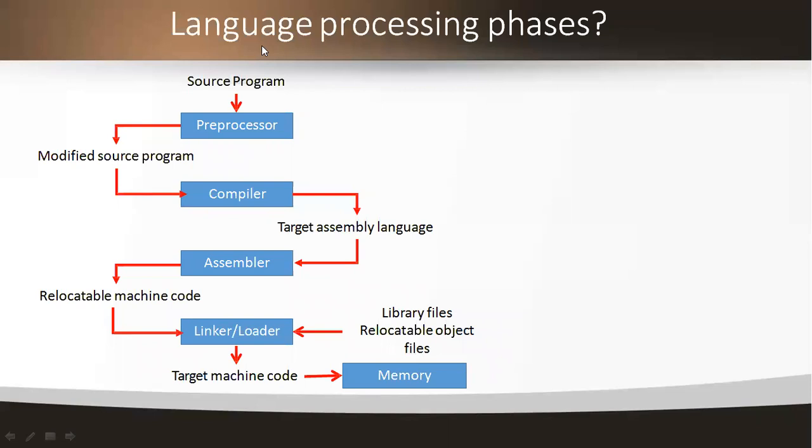This is the description of each and every tool. Up to now I explained about five or six tools. One is a preprocessor, another one is an interpreter, next one is an assembler, then linker, then loader, then source to source compilers.